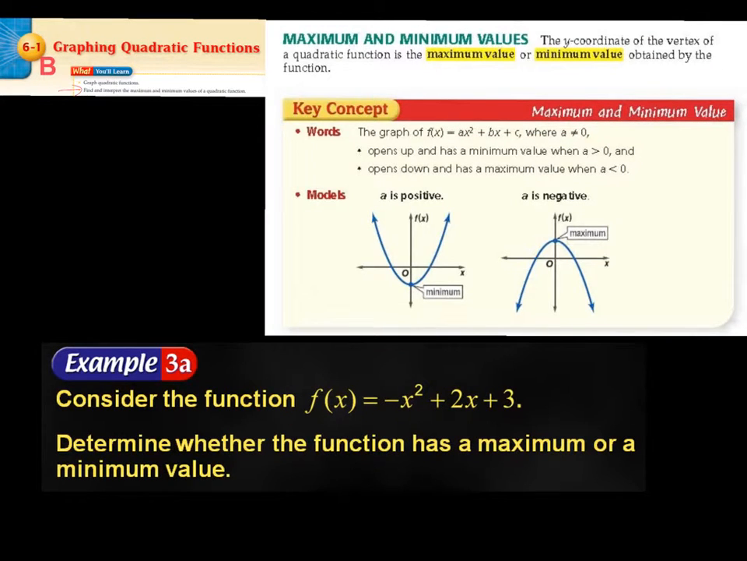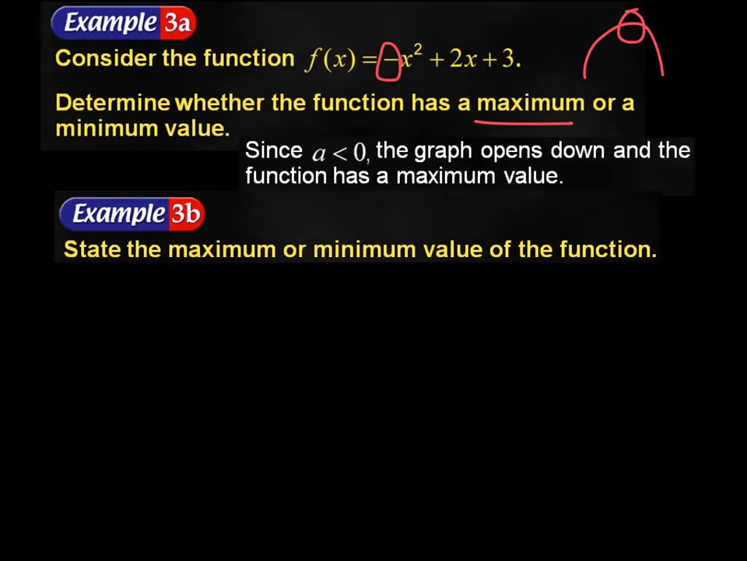Consider the function f of x equals negative x squared plus 2x plus 3. Determine whether the function has a maximum or a minimum value. Well, a is negative 1, so it is going to open down. So that means our vertex is going to be a maximum. State the maximum or minimum value of the function.